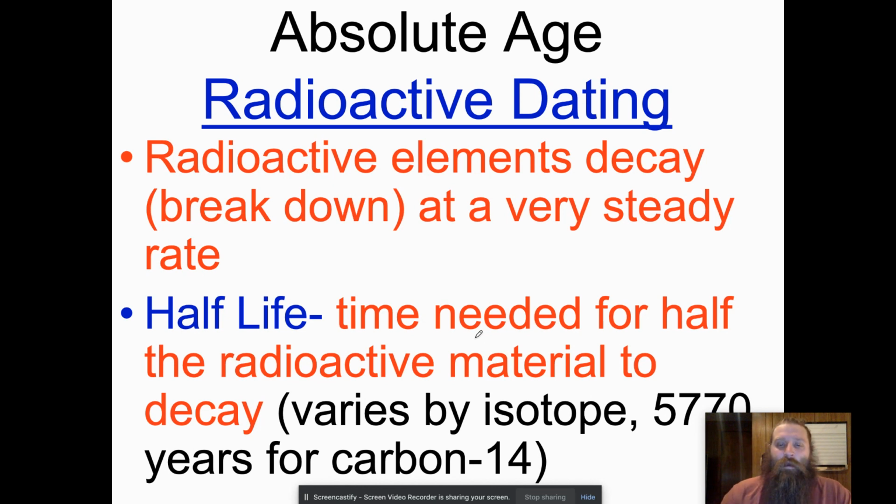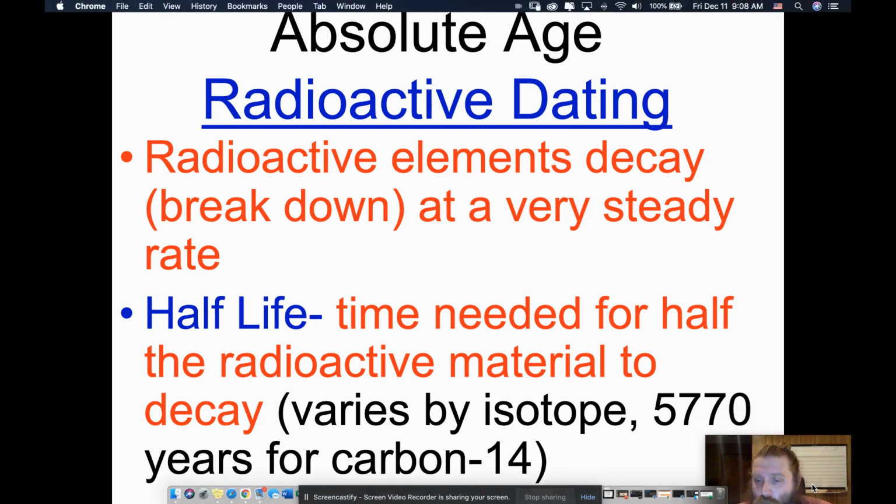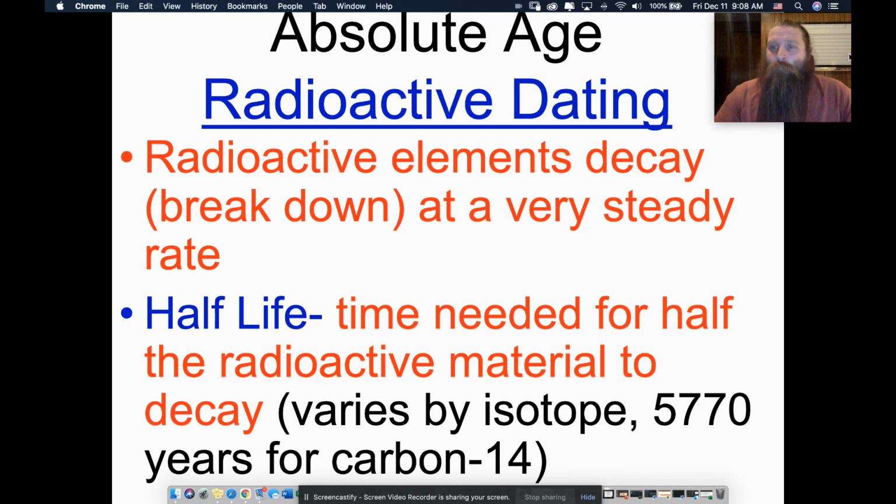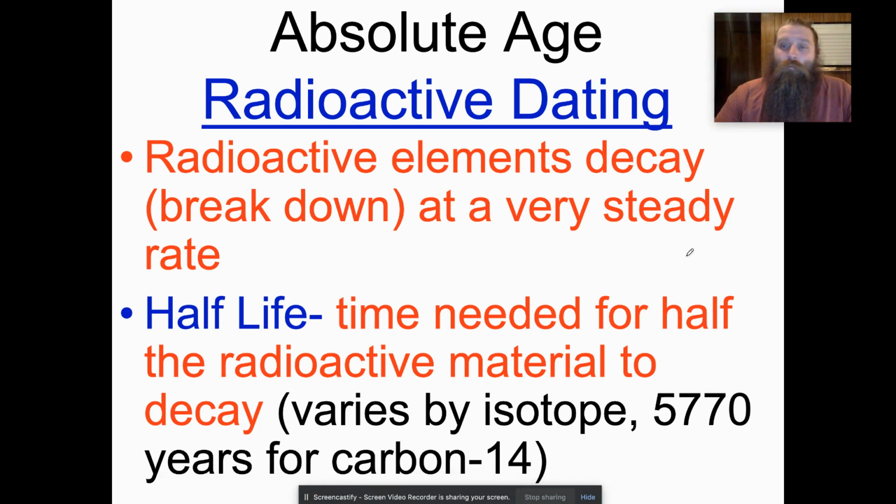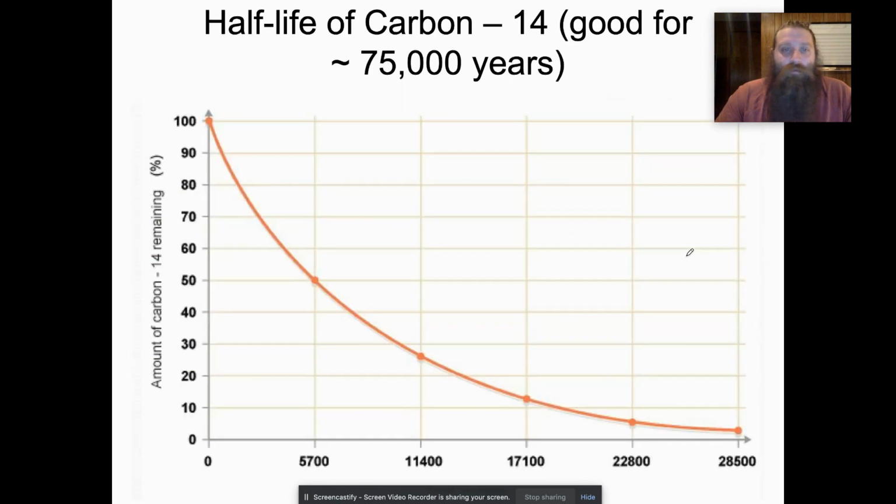Well, it's the amount of time that it takes for half of the radioactive material in a sample to decay into something else. This is different for different chemicals, different elements. So for carbon-14, it's about 5,770 years. For something like potassium, which decays into argon, it's like 1.25 billion years. So different elements decay at different rates, and so they're useful for dating different aged things.